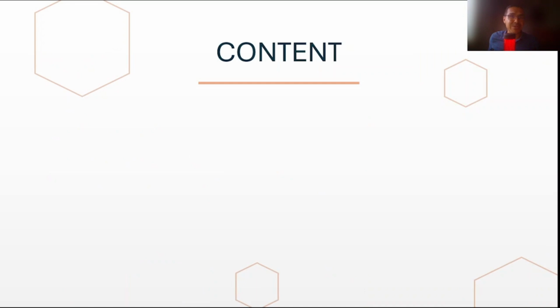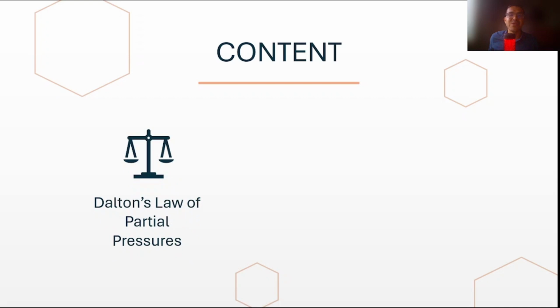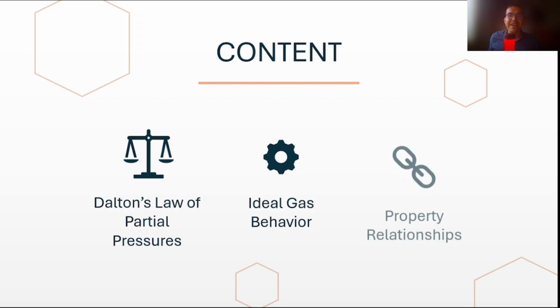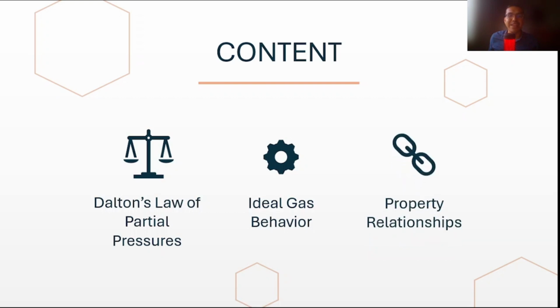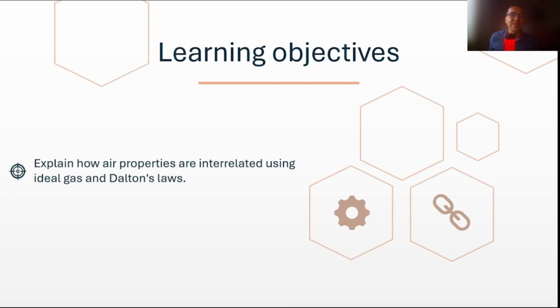Here's what we are going to explore. First, we'll introduce Dalton's law and why it matters for understanding moist air. Then we'll talk about how air and water vapor each behave like ideal gases. Finally, we'll look at how the different properties like pressure, temperature, and volume are interrelated in psychrometrics. Our focus today is on how moist air behaves as a mixture of two gases, dry air and water vapor, and how physical laws help us describe and calculate its properties accurately.